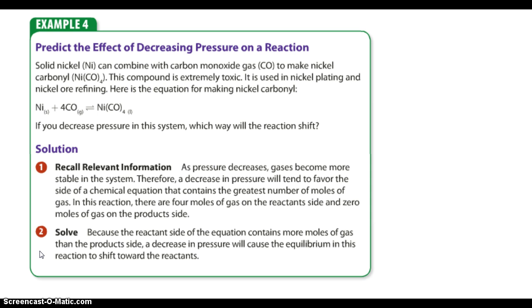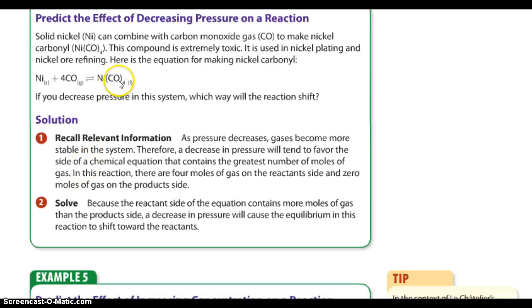Because the reactant side of the equation contains more moles of gas than the product side, a decrease in pressure will cause the equilibrium in this reaction to shift towards the reactants, or in other words, to the left.